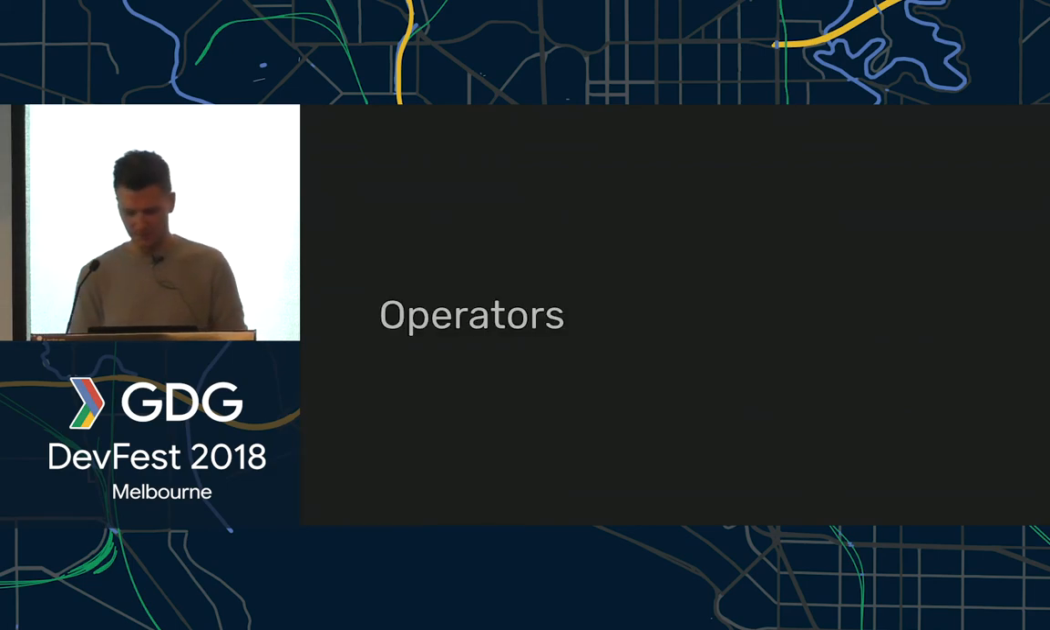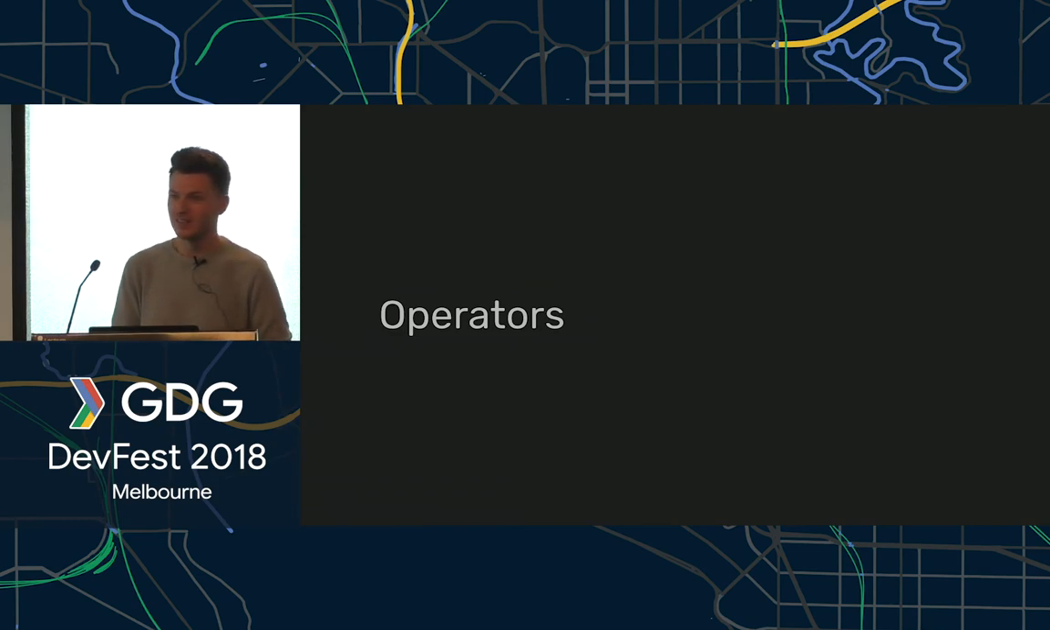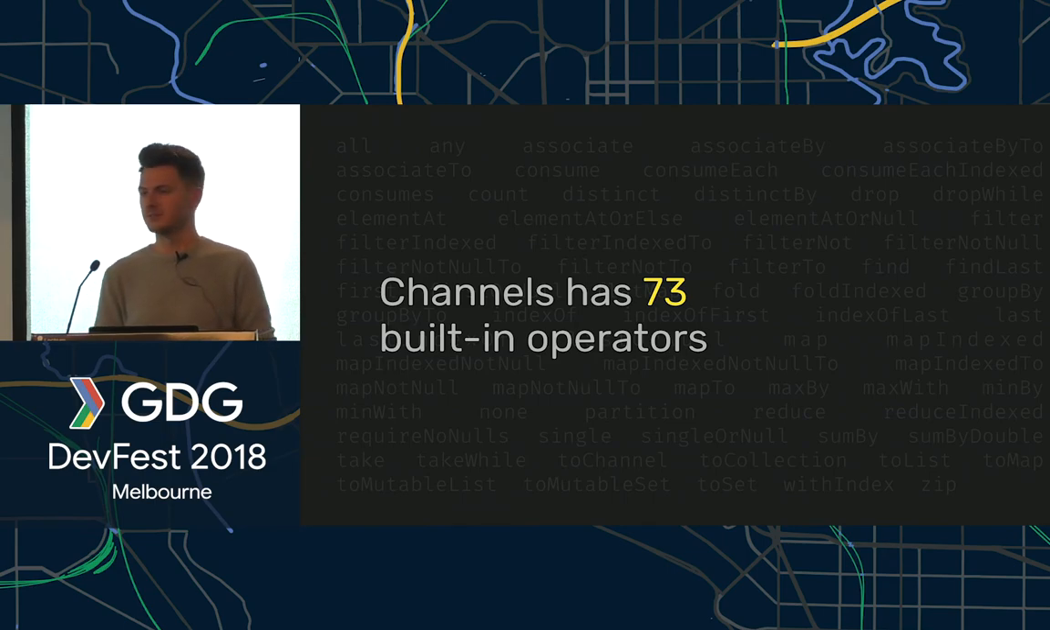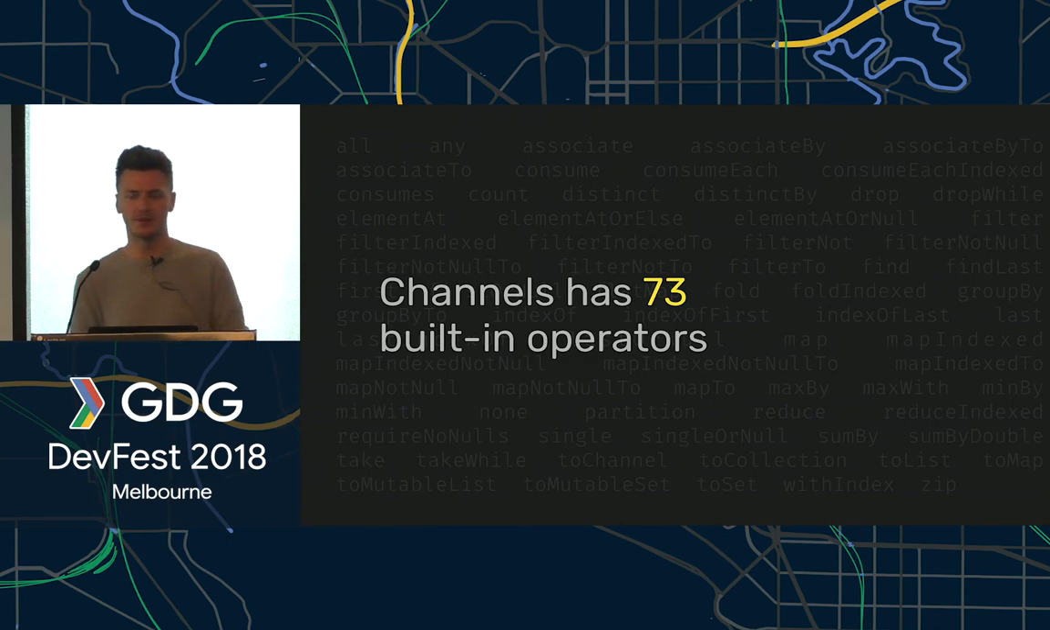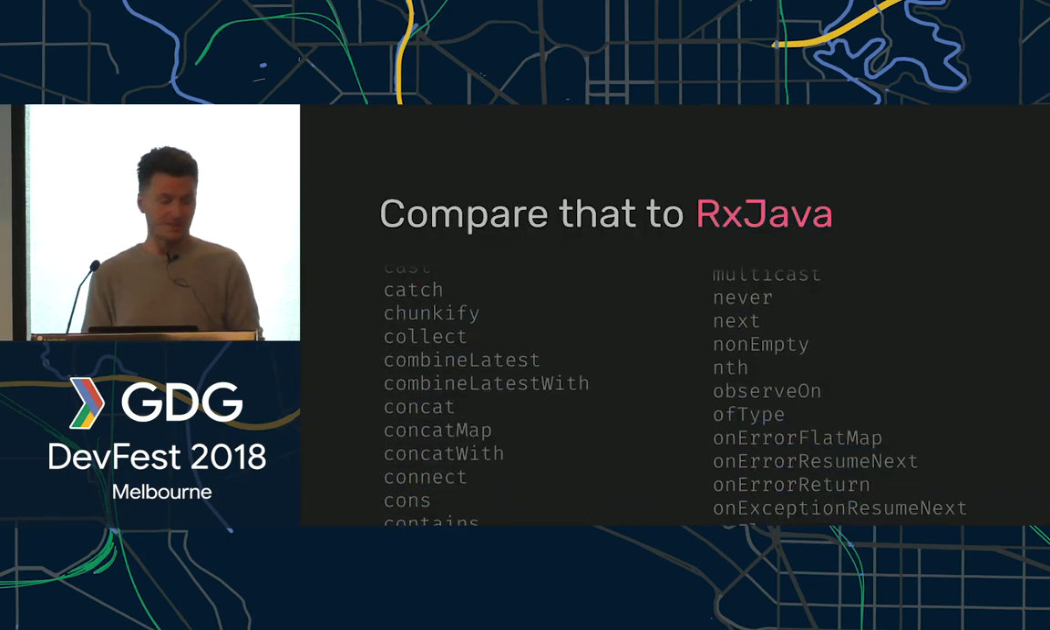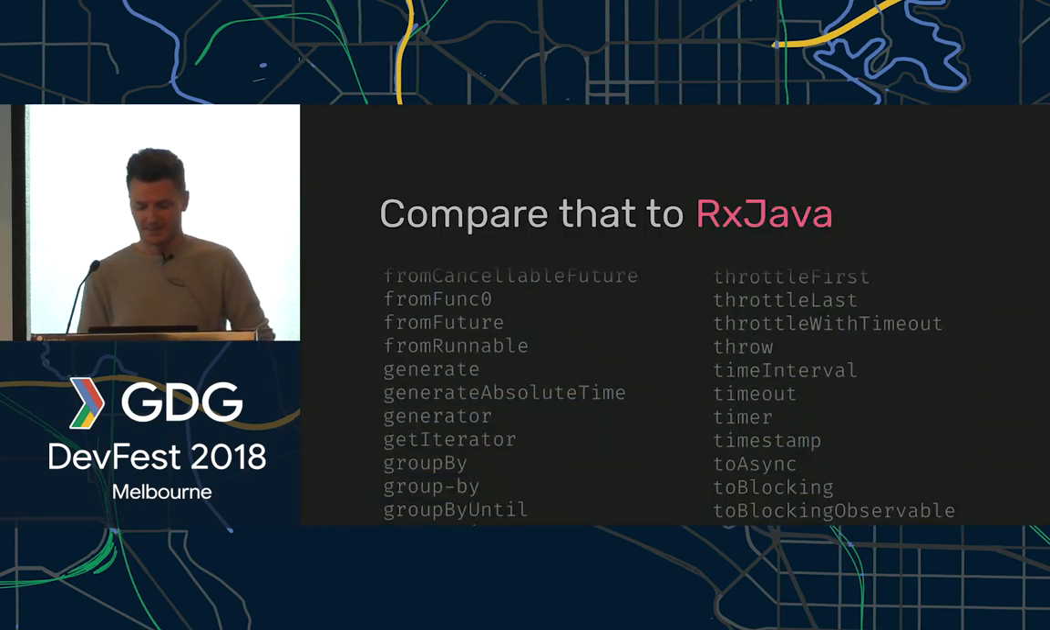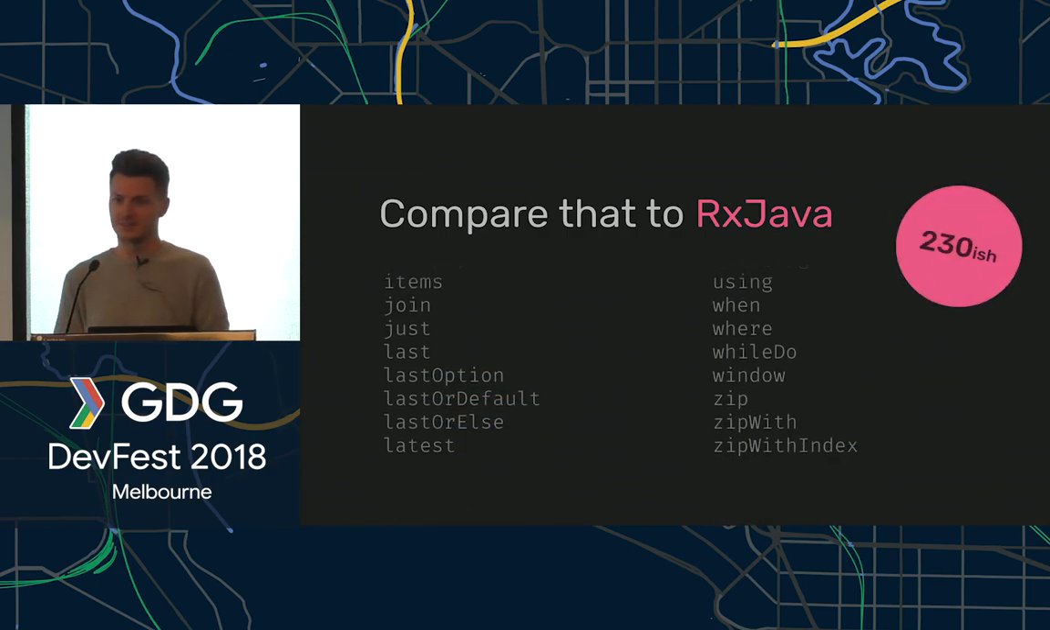So one of the things that always comes up with channels is operators, and a distinct lack of them. In fact, channels only has 73 built in, and most of them are kind of collection-y type, like map or folder or whatever it will be. RxJava has a lot more, 230 when I was looking.